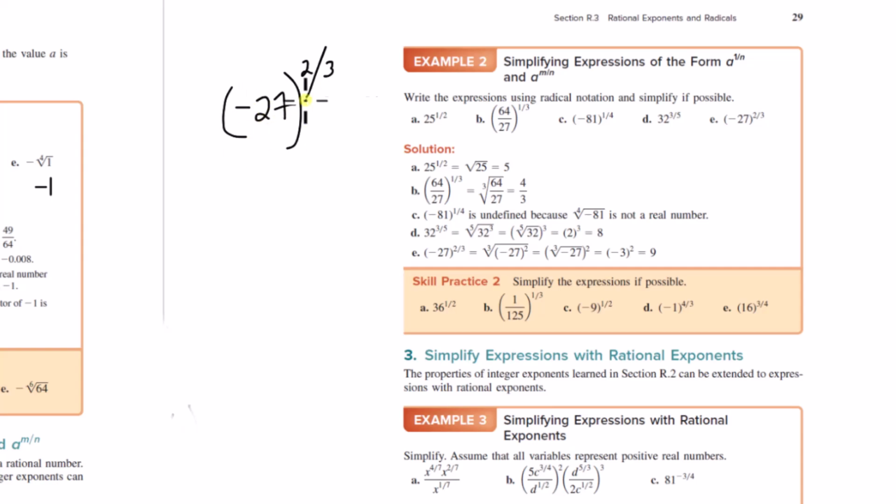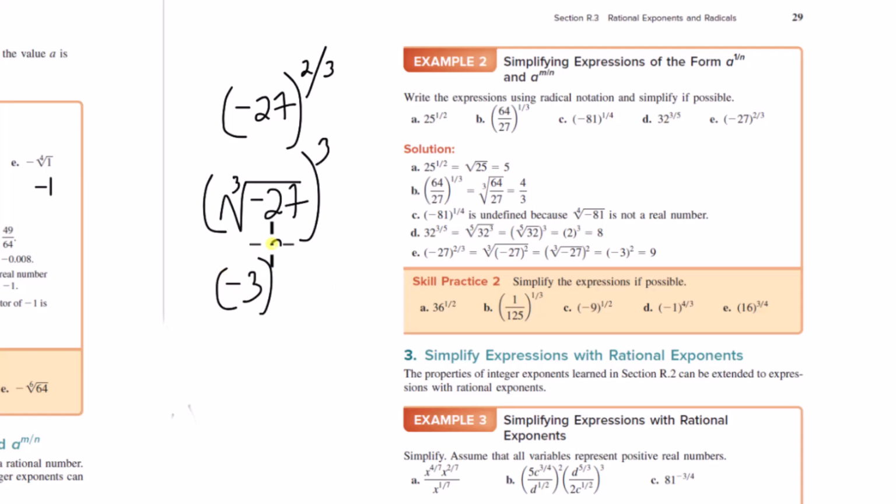Okay, now let's see, minus 27 to the 2/3. Okay, a negative number, but it's fine. It's an odd index. So here I know what the principal cube root of minus 27 is going to be. So I'm going to do this. Minus 3 times minus 3 times minus 3 is going to be minus 27. And then, oh no, this is squared. And then minus 3 squared is 9. There we go.